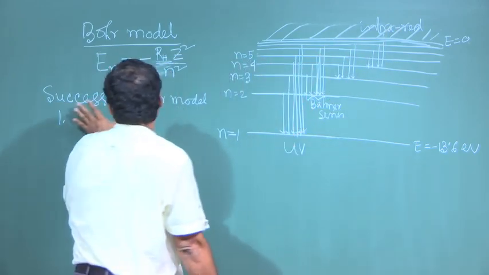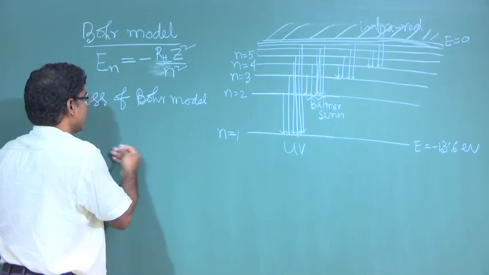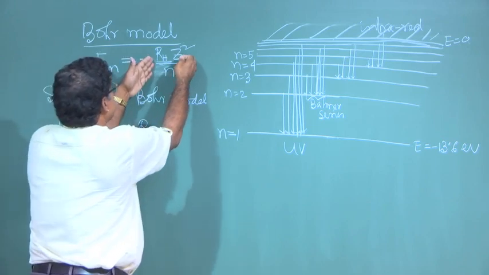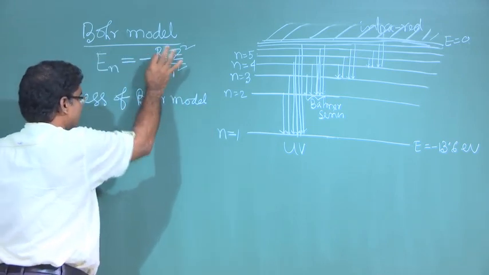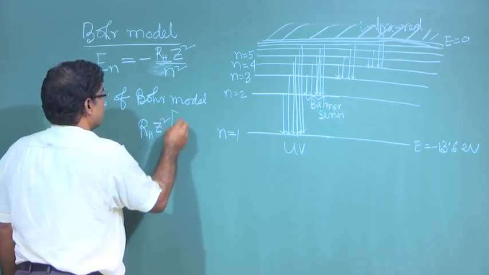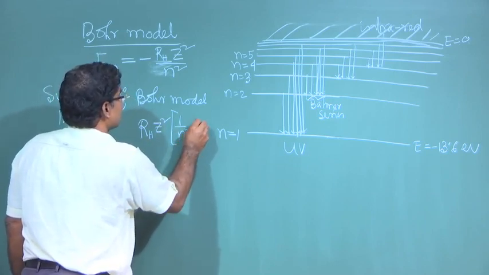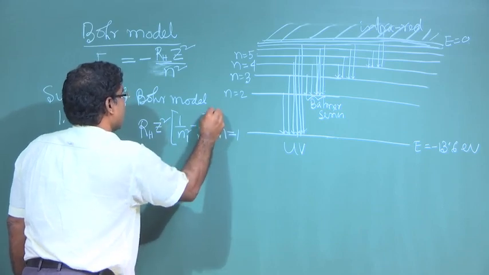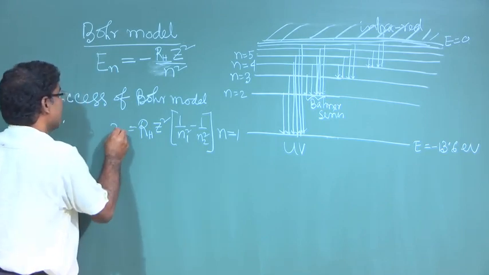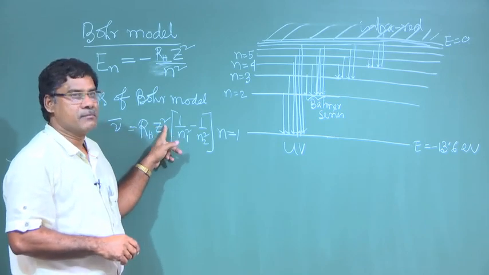So from the Bohr model, we have seen that this Rydberg constant, generally we take as the term value. So, this Z square and 1 by n1 square minus 1 by n2 square. Okay. So, that was basically nu bar. Okay. So, for hydrogen, one has to take Z equal to 1.